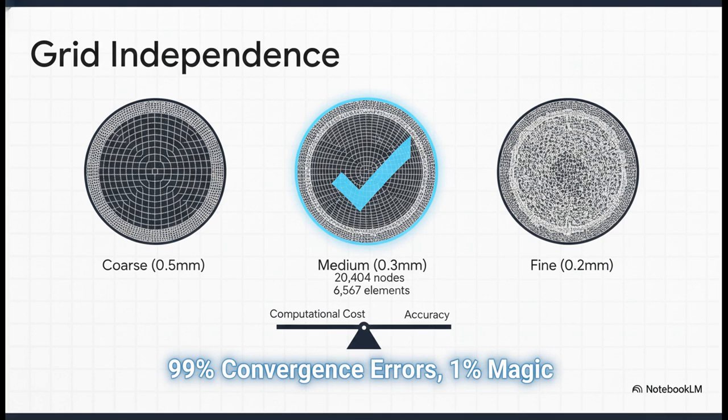Now, any good engineer knows you can't just pick a mesh size and hope for the best. You have to prove it mathematically. In our grid-independent study, we tested 0.5, 0.3, and 0.2 millimeter grids. The winner? The 0.3 millimeter medium mesh. With over 20,000 nodes, it was selected because it perfectly balances computational cost with rigorous accuracy. It grabs all those essential flow features without totally nuking our processing power.